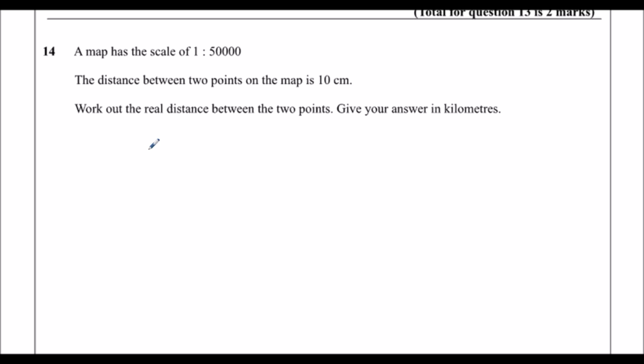Question 14. A map has the scale of 1 to 50,000. The distance between 2 points on the map is 10 centimeters. Work out the real distance. Give your answer in kilometers. So if it's 10 centimeters on the map, if I times the 1 by 10, I'm going to times the 50,000 by 10. So that would be 500,000 now.